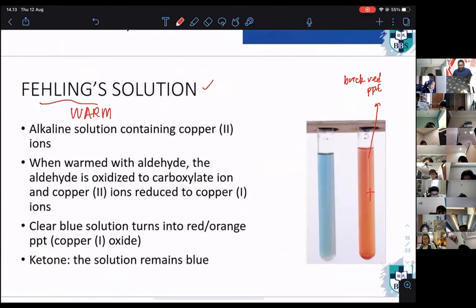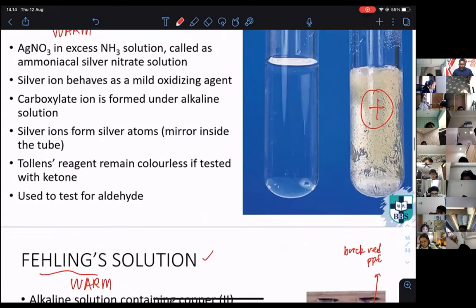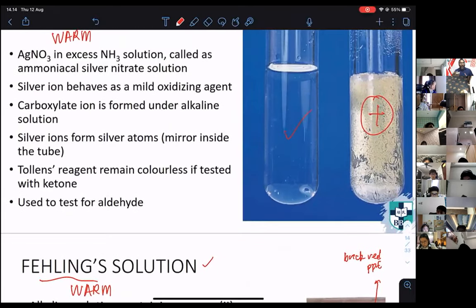So for Tollens, the positive reaction is only for aldehyde. Fehling, the positive reaction is only for aldehyde. You need to remember this. Ketone will give you a negative reaction. There won't be any precipitate. They will stay as they are. So this is something that you must know.